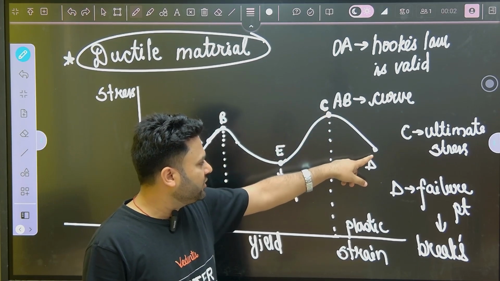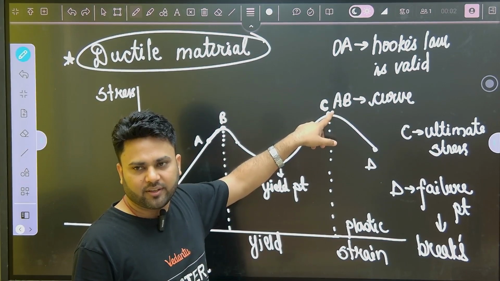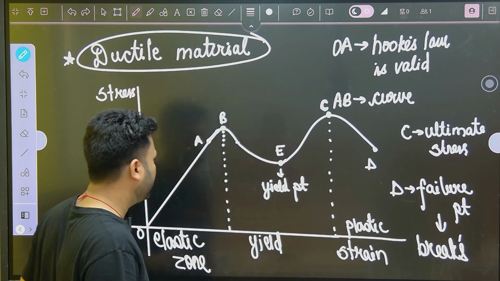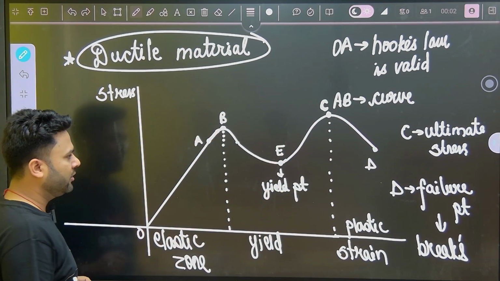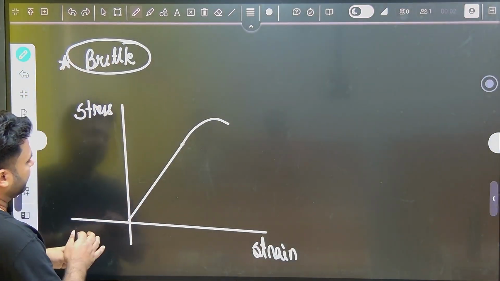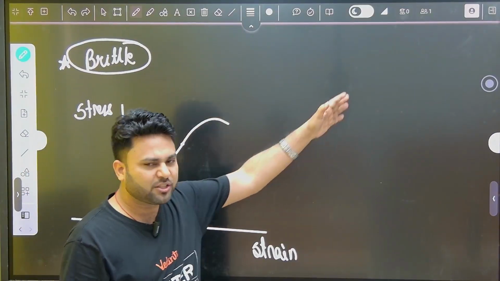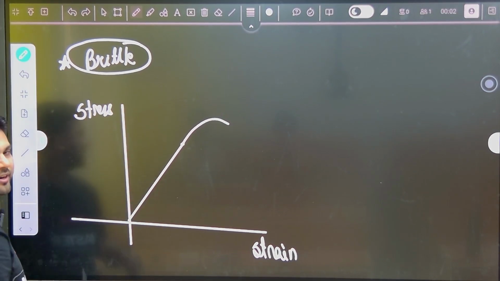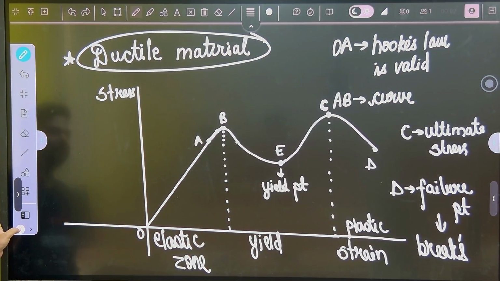Which is the failure point? So this is the failure point. Here the material will break, and this is the ultimate stress point. Here is the maximum stress that the object can tolerate. You can see the graph is too much long. Correct? The failure point is too much far. But in case of brittle materials, this failure point is here only. It is near only. The graph is not that much long. Correct? So this is the case of brittle materials. This is one kind of question they ask.